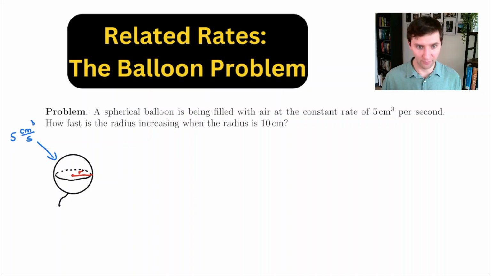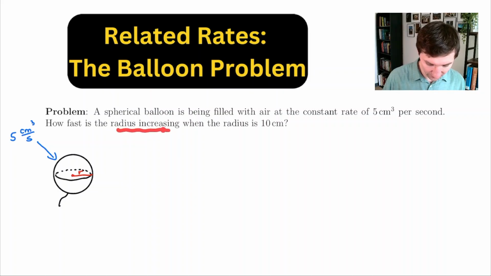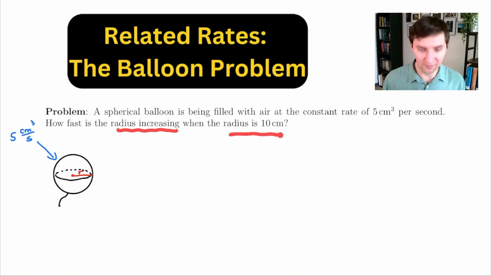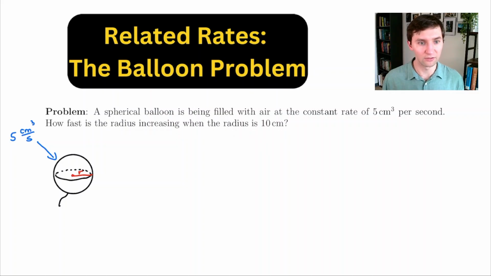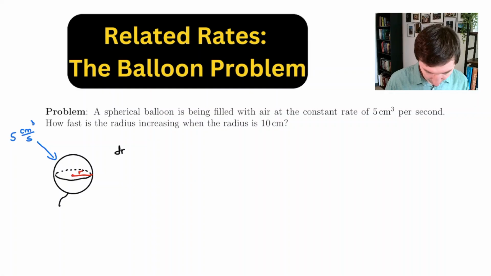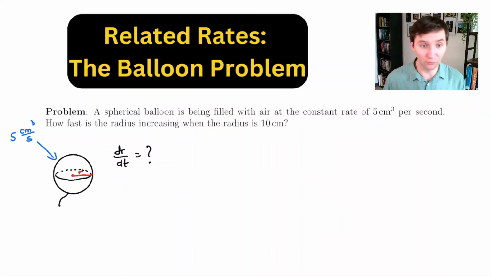We must determine how fast the radius is increasing when the radius is 10 centimeters. We need to know the rate of change of the radius. In other words, we need to know the derivative of the radius. So we are looking for dr/dt. And we are looking for dr/dt when the radius is 10 centimeters.